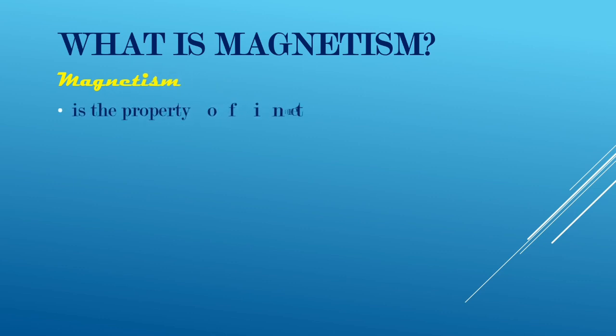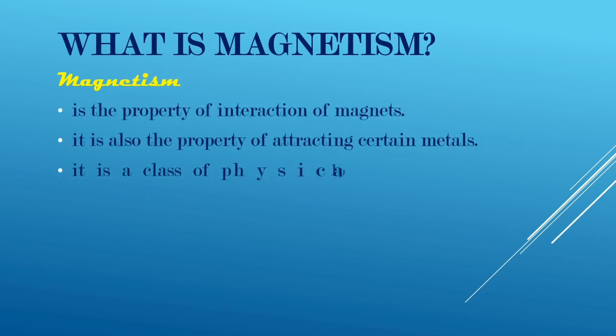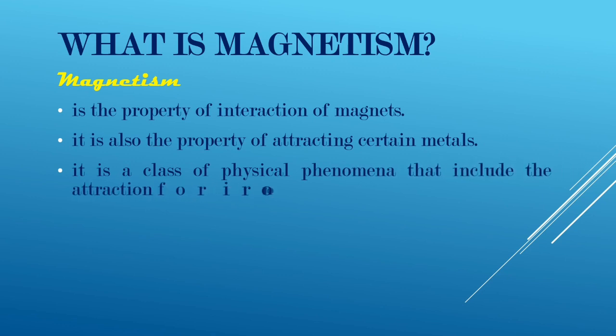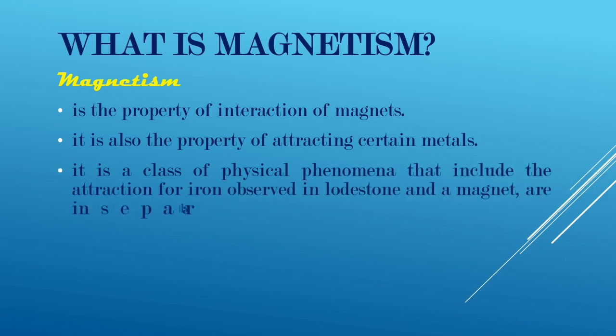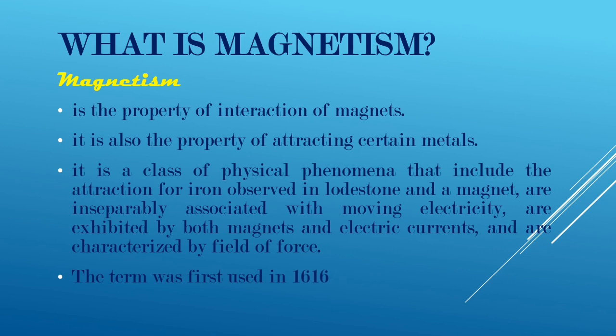What is magnetism? Magnetism is the property of interaction of magnets. It is also the property of attracting certain metals. It is a class of physical phenomena that include the attraction for iron observed in lodestone and a magnet, are inseparably associated with moving electricity, are exhibited by both magnets and electric currents, and are characterized by field of force.